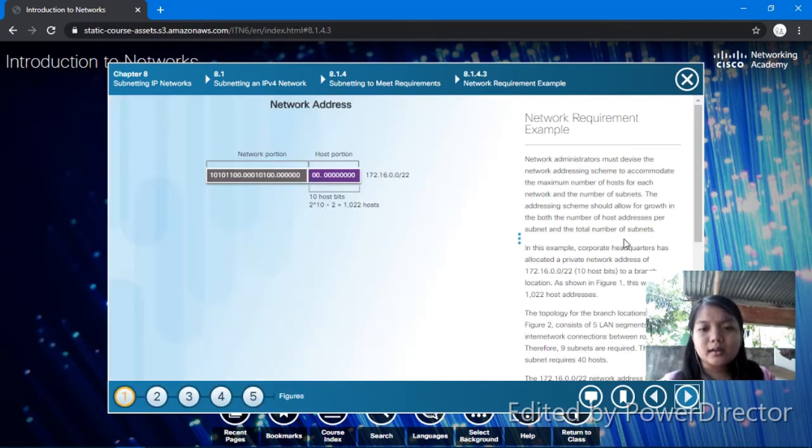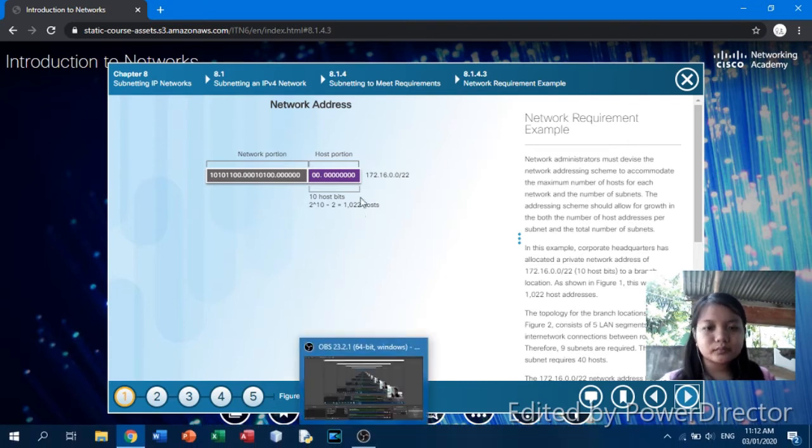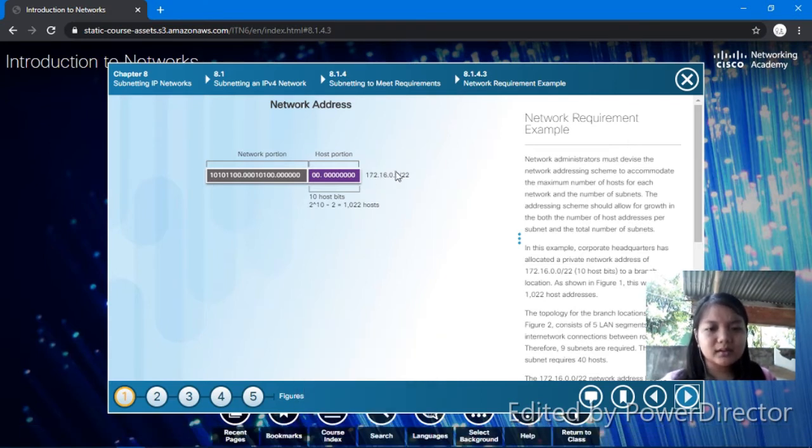Network requirement example. These are the network portion, and this one is the host portion. For 172.16.0.0/22, there are 10 host bits, so 2 raised to 10 minus 2 equals 1022 hosts. 2 raised to 10 is equal to 1024, so minus 2, that's why it becomes 1022.